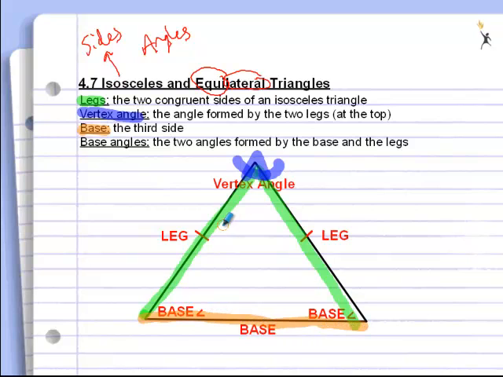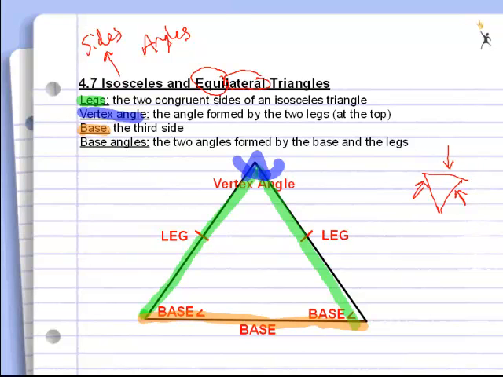Now, every triangle has two sides going up and one that's the base. Maybe the triangle is on its side, and so if it's sitting like this, sorry about that, there was an announcement. If we have a triangle like this, we still have a base and two legs, regardless of whatever position it's in.